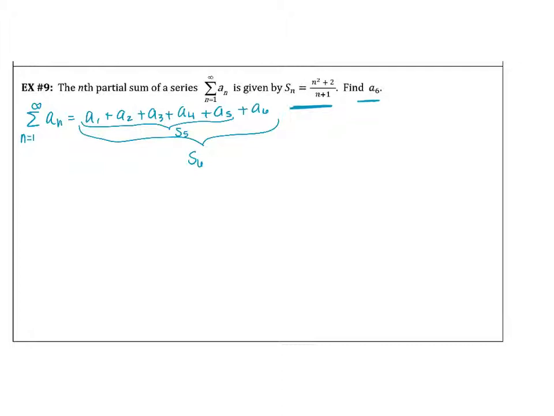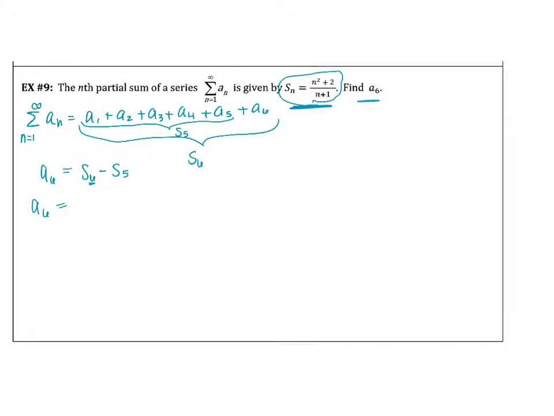So it's safe to say that a sub 6 is going to be S sub 6 minus S sub 5. If I take all of those and subtract out the first 5, essentially, that's going to leave me with just that one term. And so here again, going through and finding that, I know that S sub 6 is going to be using this rule here, and that's why we're having to go this way. All we have is that S of n formula.